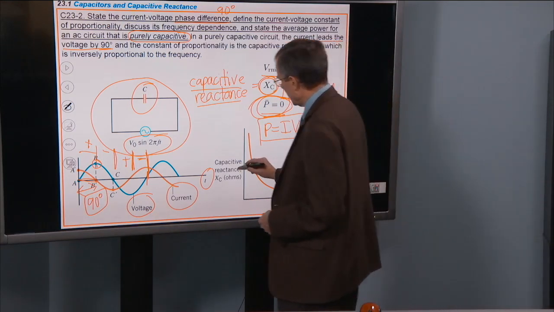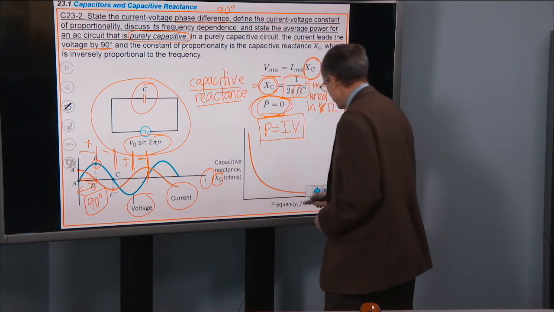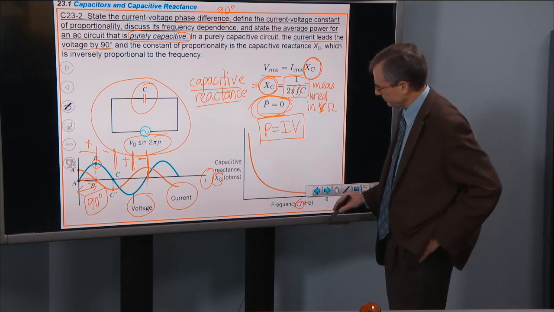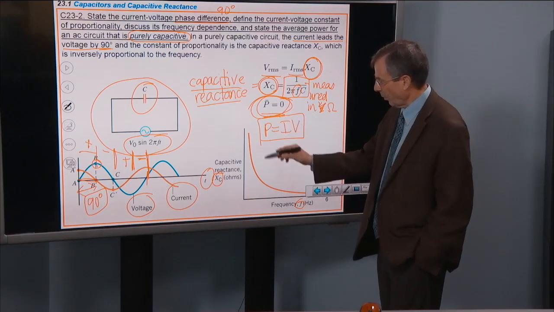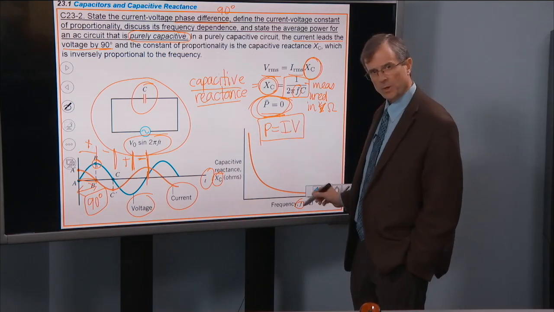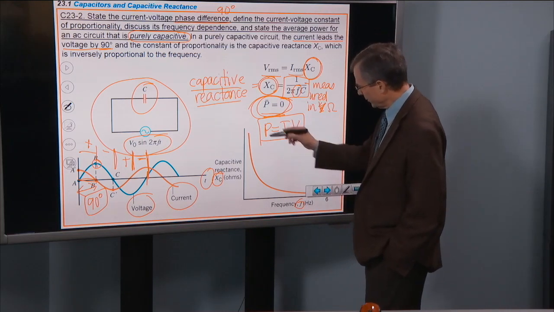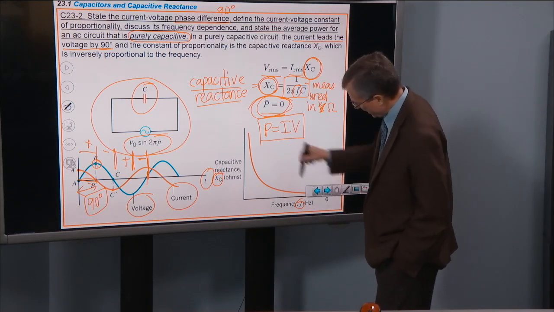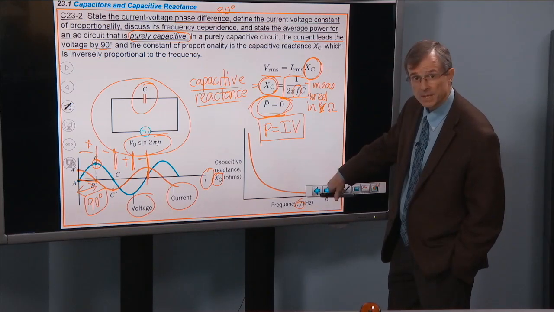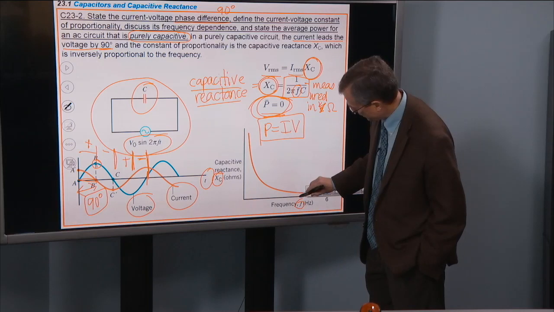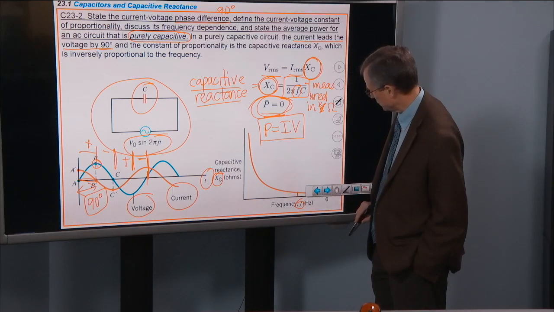And if you plot the capacitive reactance as a function of frequency, then this is what you get. It's like y equals 1 over x from your mathematical studies. If the frequency is getting large, out on this end of the tail of the curve, then the capacitive reactance is getting small. So this distance here is getting small.